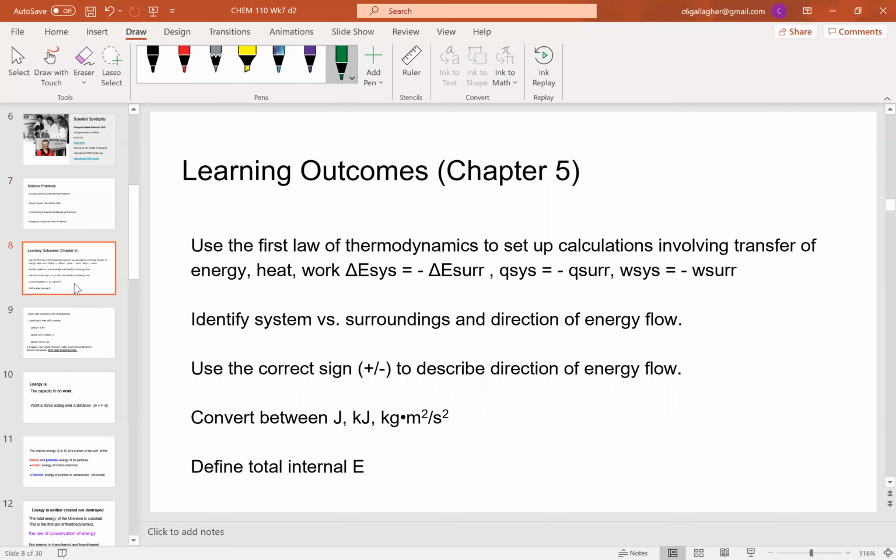So if you think about our learning outcomes for chapter 5, we're going to use the first law of thermodynamics to set up calculations that involve the transfer of energy, heat, work. And so we're going to use some equations to make sense of that.